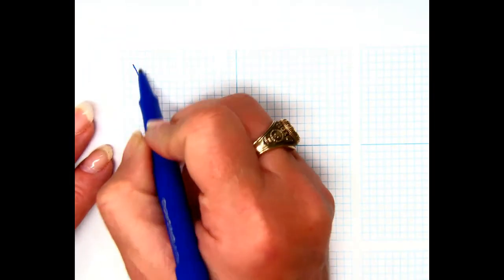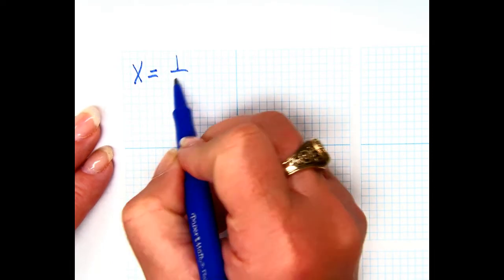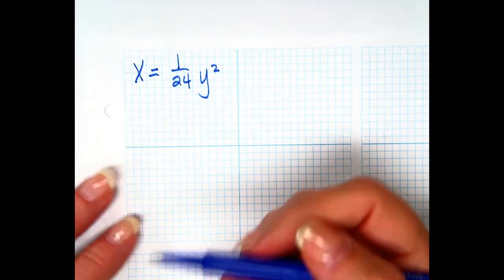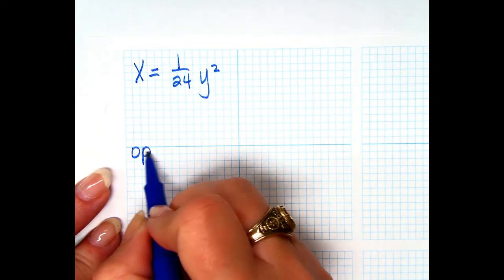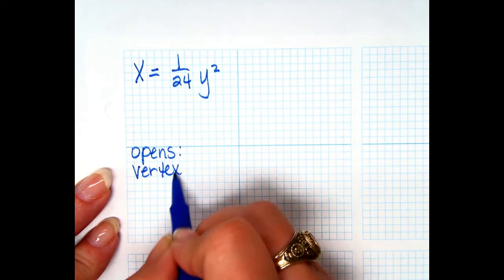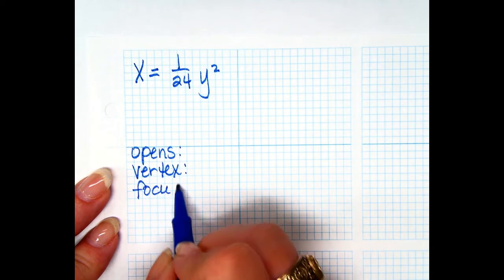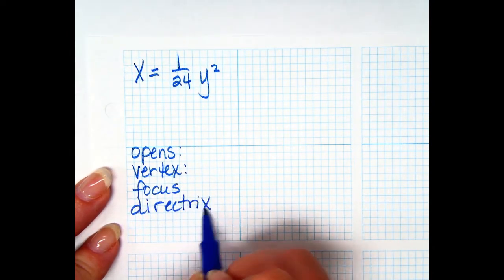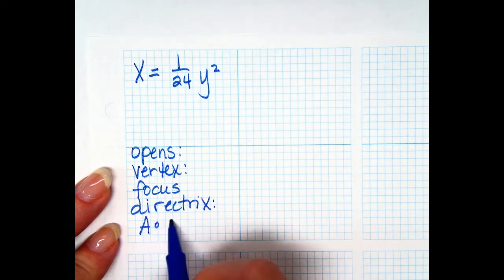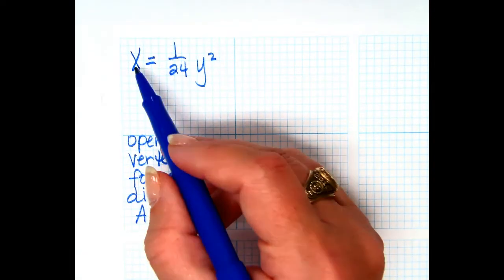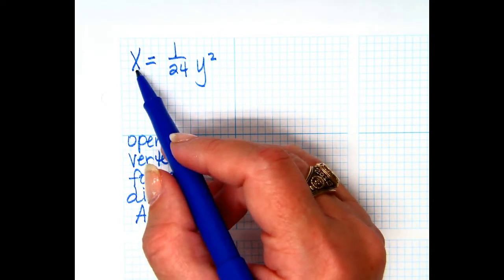Let's start with this. X equals 1 over 24 y squared. What I want you to be able to tell me is which direction it opens, where the vertex is, where the focus is, where the directrix is, and where the axis of symmetry is. You think you can tell me all that stuff? How does this start? Literally, how does it start?